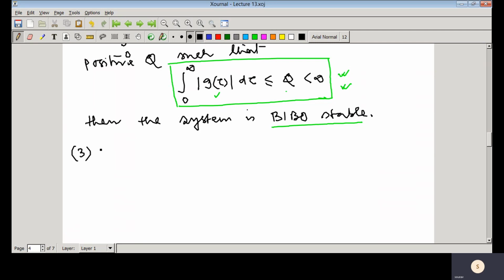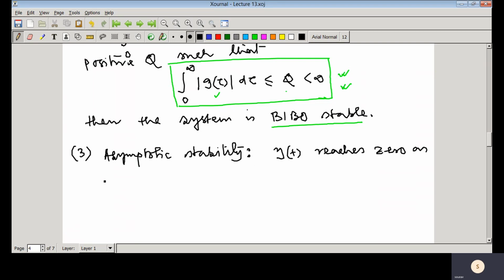Say asymptotic stability. Asymptotic stability means that y(t) reaches 0 as t tends to infinity when u(t) equals 0. That means no external input is applied to that system. So y(t) reaches 0 as t tends to infinity when u(t), the external input applied to that system, equals 0.